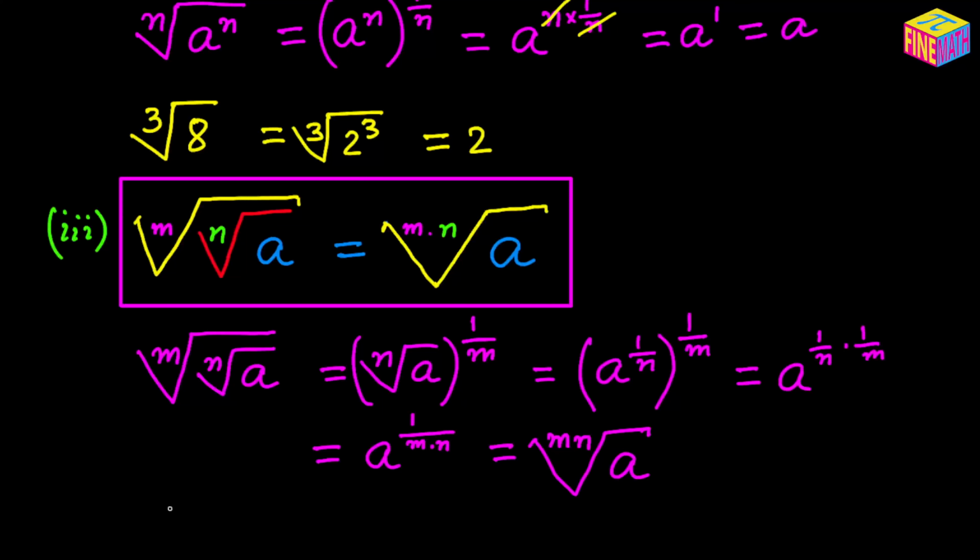So for example, suppose we have cube root of and then square root of x. So we can write it as sixth root of x, because we have cube root outside and then a square root inside, so that would be 3 times 2, that would be 6. So this will be sixth root of x, and also you can write it as x to the power 1 by 6. Let's now talk about the fourth property.